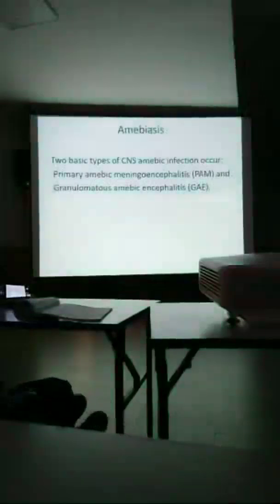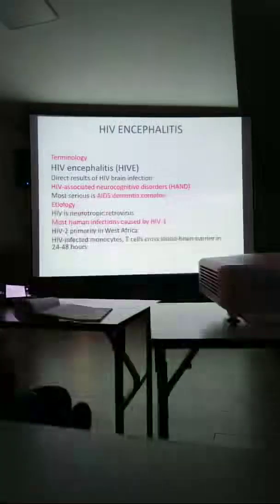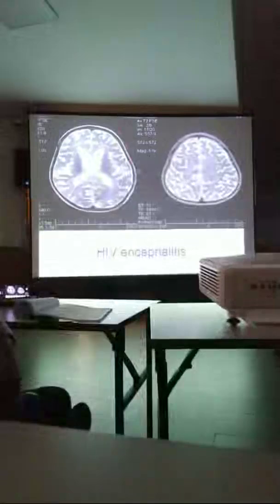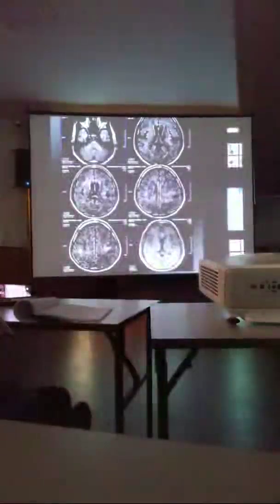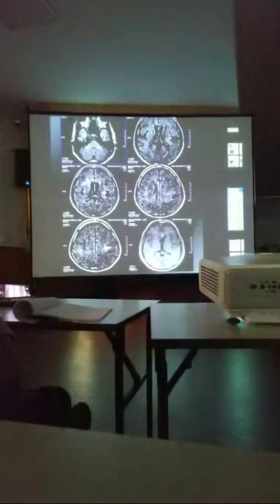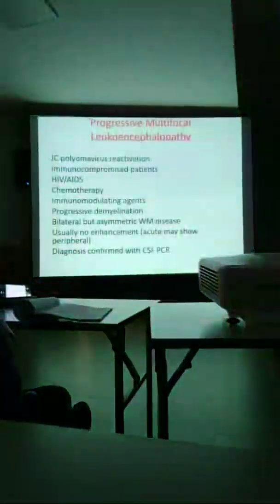Coming to HIV, there are two manifestations. It is HIV-associated neurocognitive disorder, so-called AIDS dementia complex. How to differentiate HIV encephalopathy from PML? It is diffuse atrophy and periventricular white matter hypodensity. This is the typical appearance. Periventricular white matter hypodensity, iso to hyperintense signals, no enhancement. You can see another case, classical periventricular hyperintense signals and bilateral, symmetrical involvement, not enhancing with contrast. Typical appearance of HIV encephalopathy.